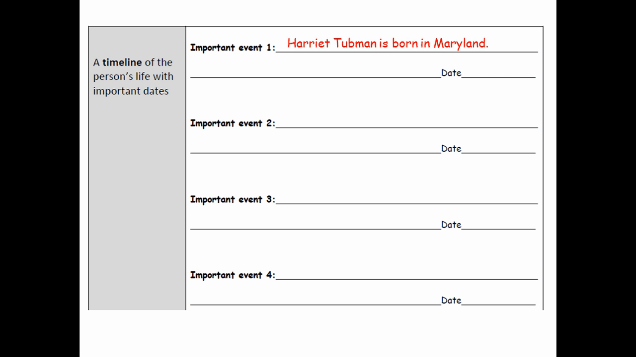So my first important event that I said I was going to include was when she was born. And she was born in Bucktown, Maryland in 1820. I also wanted to include that she escaped from slavery using the Underground Railroad. That was in 1849.